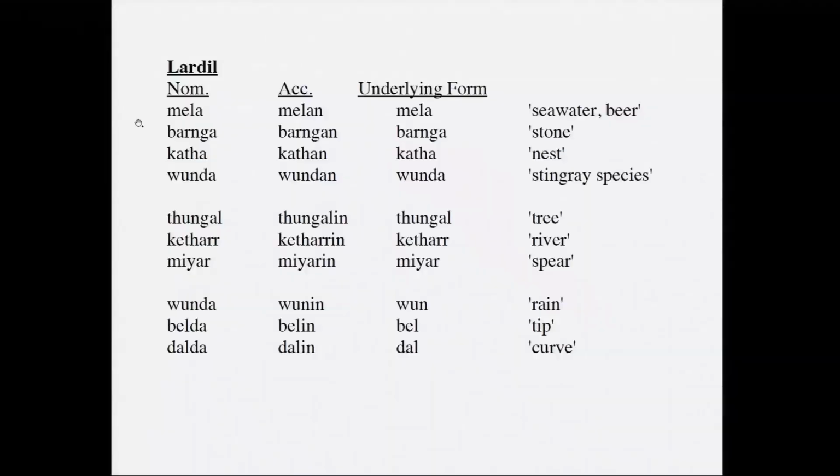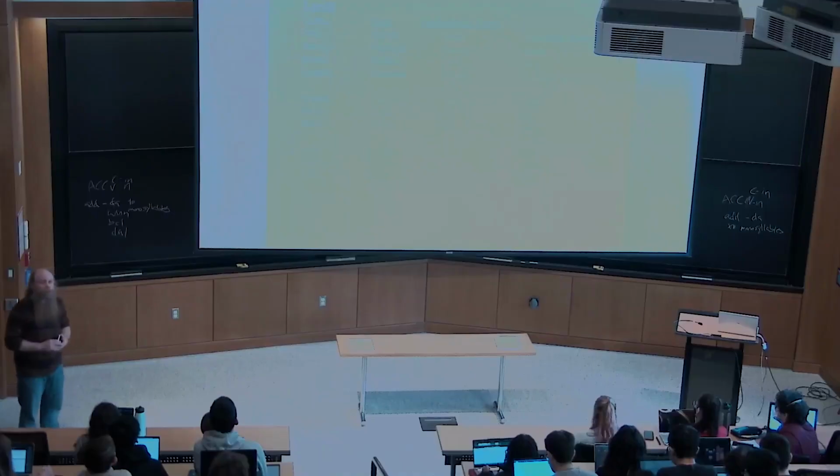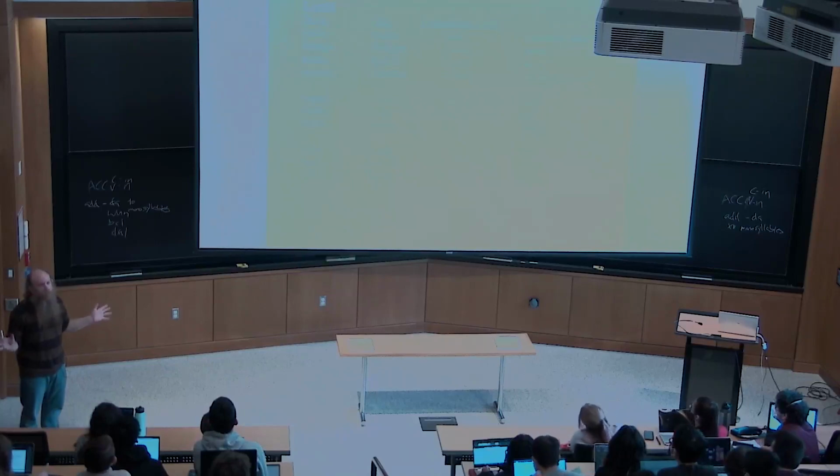So going further into Lardil then. Here are some more words. The word for fish is yaga, the word for string is birka, and the word for head is lalka. And the accusatives are yagin, birkin, and lalkin. Is everyone appropriately upset by this? What would we have expected the accusative of yaga, the word for fish, to be? Yagan, yeah.